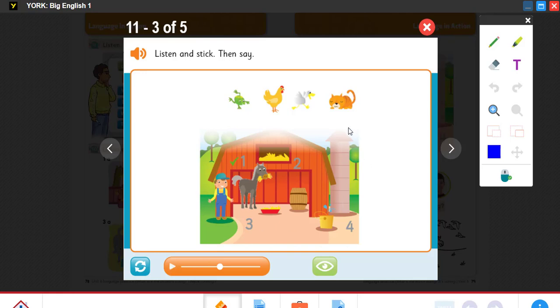And what's the cat doing? Yes, correct. It's sleeping. Yes, correct answer. So let's take the picture of the cat here. Let's listen to number 3.